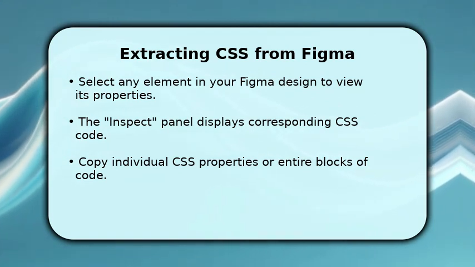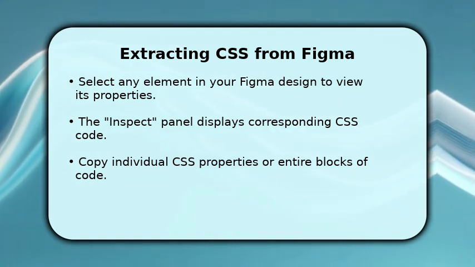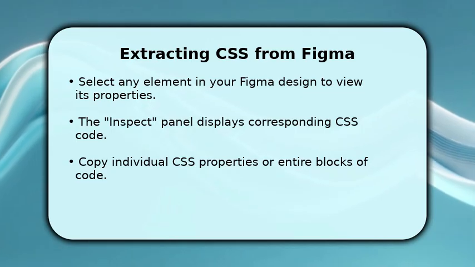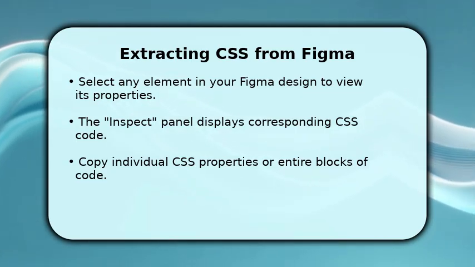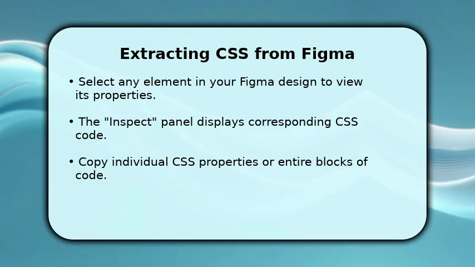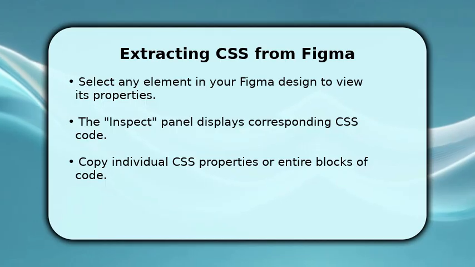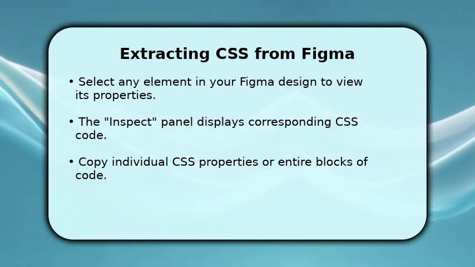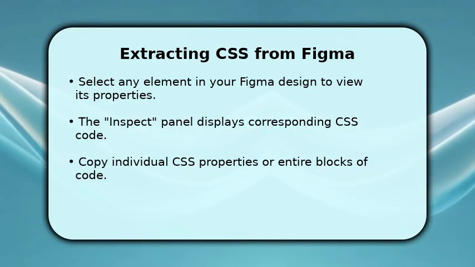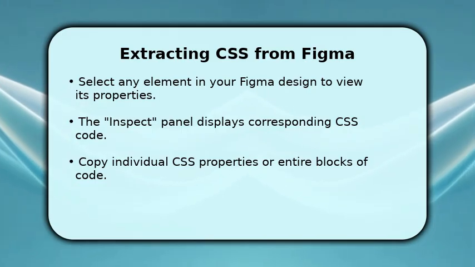Simply select any element on your canvas, and the Inspect panel on the right will reveal its corresponding CSS properties. You can easily copy individual declarations or entire code blocks with just a few clicks. This feature saves significant time, ensuring pixel-perfect translation into your web project.